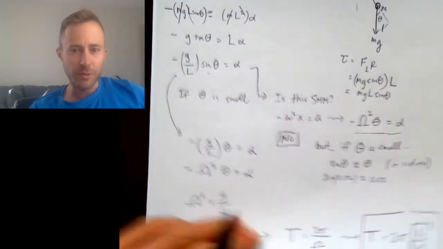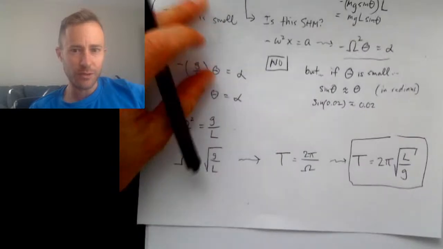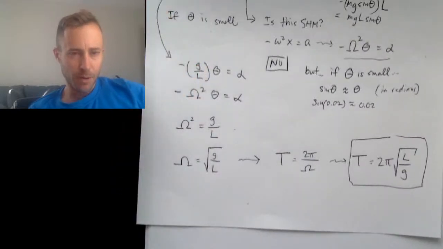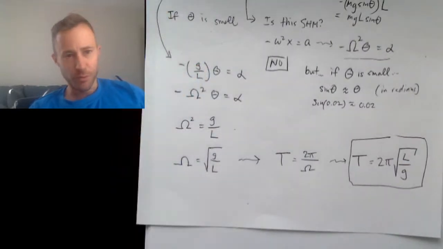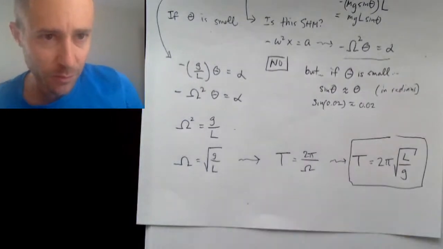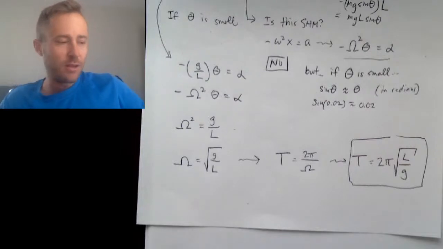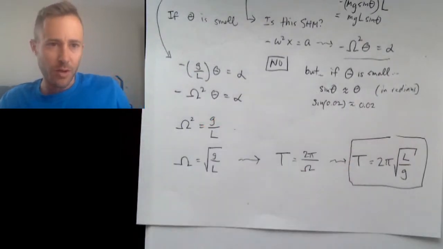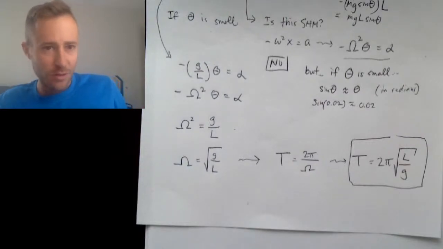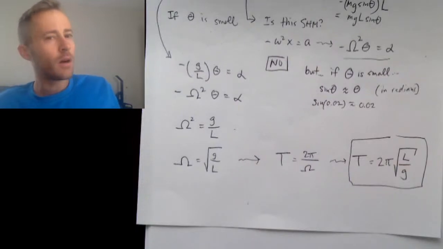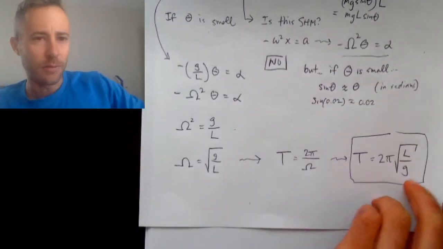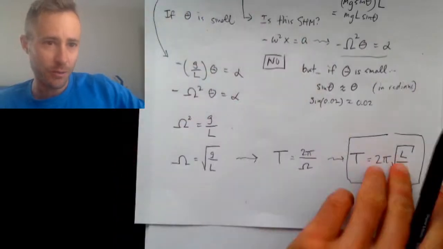So this is the result that we used last year. We just proved that. Last year I said that it was beyond the scope of the course, because we have to use this small angle approximation, but now you are mature enough physicists that you can understand that, I hope. So that's a simple pendulum.